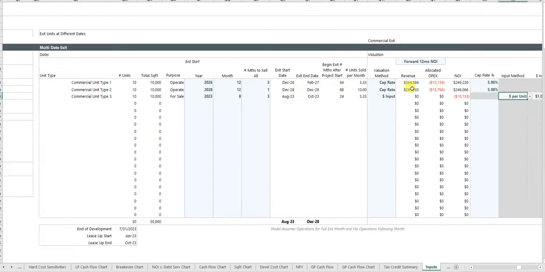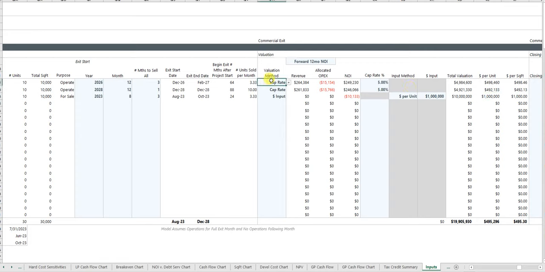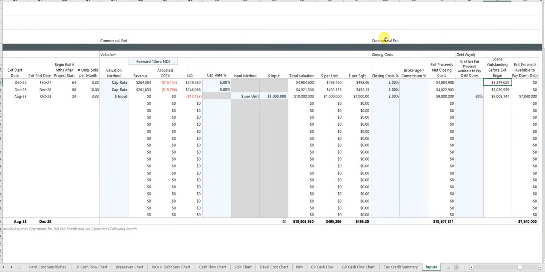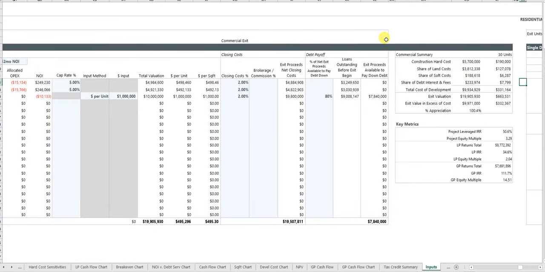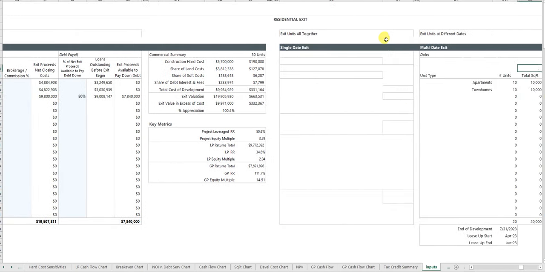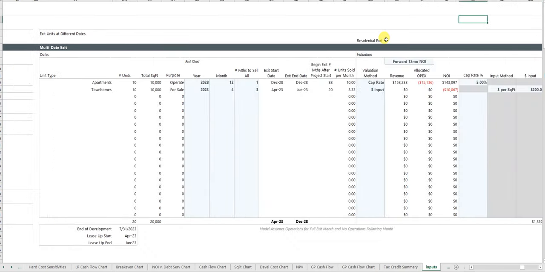You can input how you want to value each of the unit types. The operated you might do with the cap rate, but the for sale you might do a dollar input, and you can say, okay, dollars per unit, or dollars total, or dollars per square foot. You get the total valuation on the exit per unit type. Input your closing cost, brokerage commission. The model also allows you to indicate how much of your net exit proceeds you want to make available for paying down debt at the time of the exit. Same way on the residential, works exactly the same.